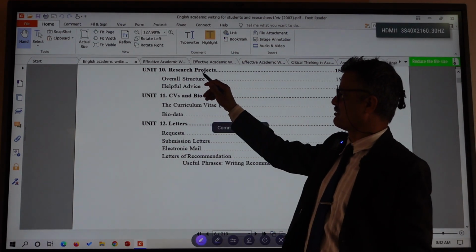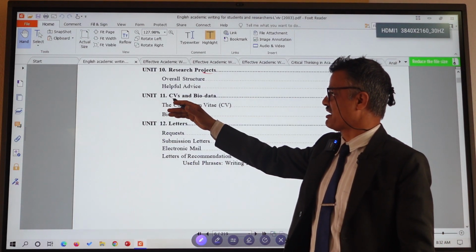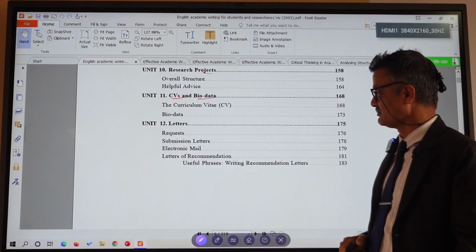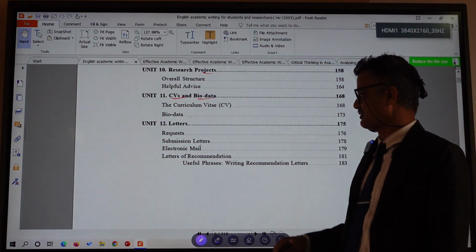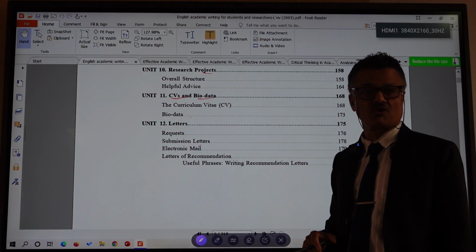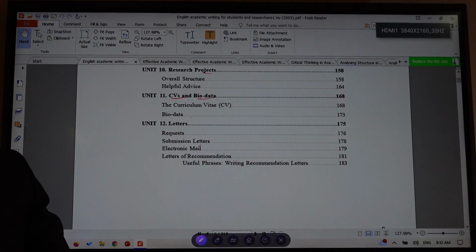Academic writing is about research projects, right? Academic writing is about writing CVs, biodata, letters, request submission letters, emails, recommendation letters. All these are academic writing examples, right? That's from this book, right? Just a minute. Let me open some other books and show you more ideas.